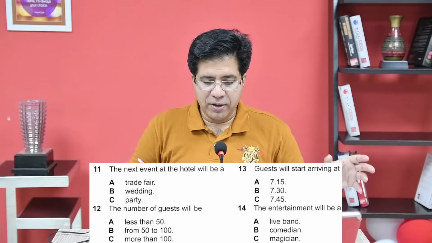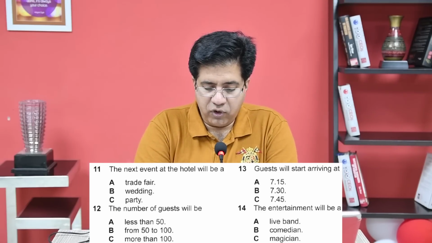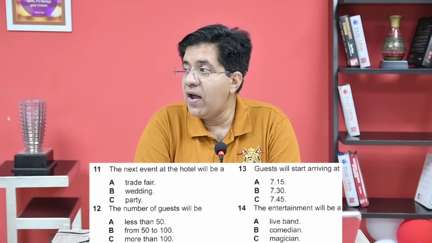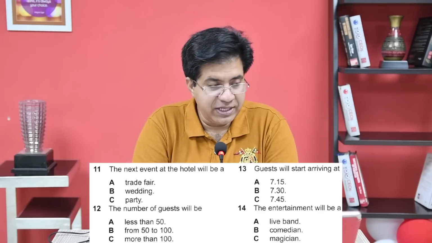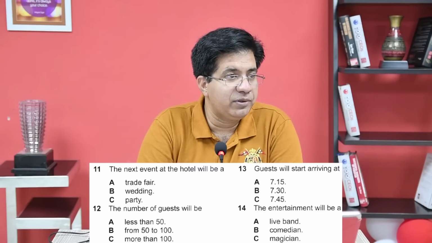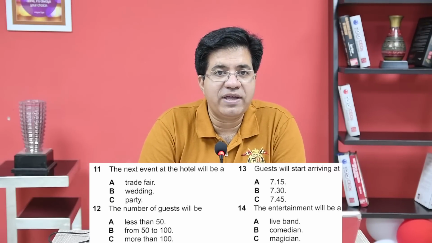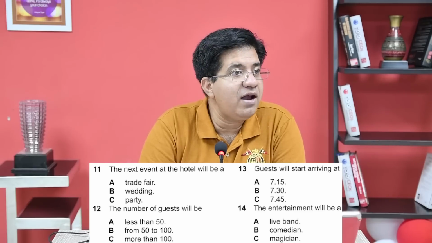Now, how do they talk about it? They might say like this, that although we've got sitting capacity for more than 100 people, this party is a medium-sized party. First, they wanted to invite 50 people, but now they are not sure about it, so the number of guests may vary between 50 and 100.